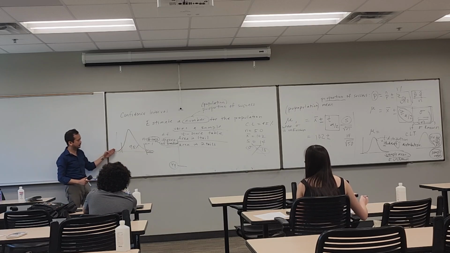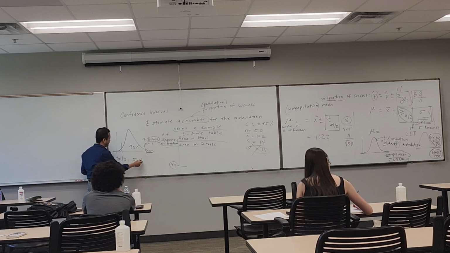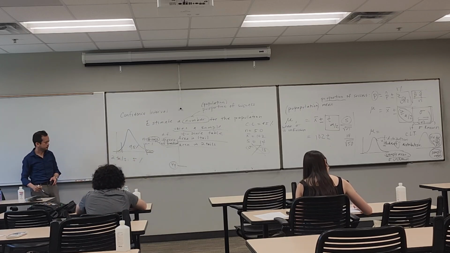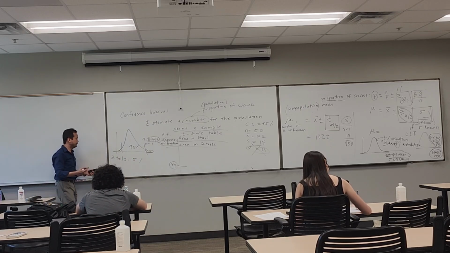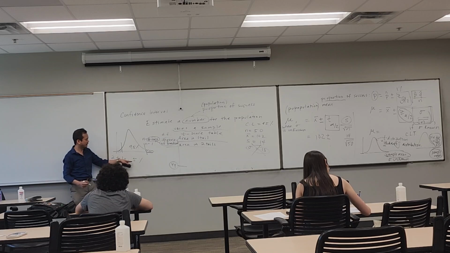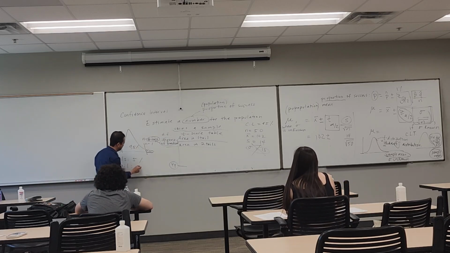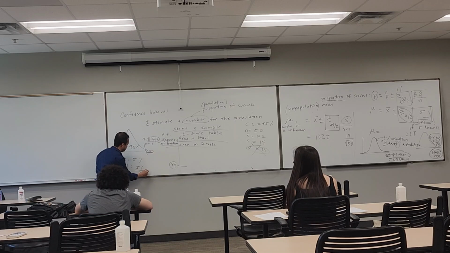So everything should add up to 100%. So the two tails together add up to 5%. So that means that each tail individually should be how much? Yeah, so half of 5%, which is 2.5%. So I'll write that down. 5% divided by 2, which is 2.5%.